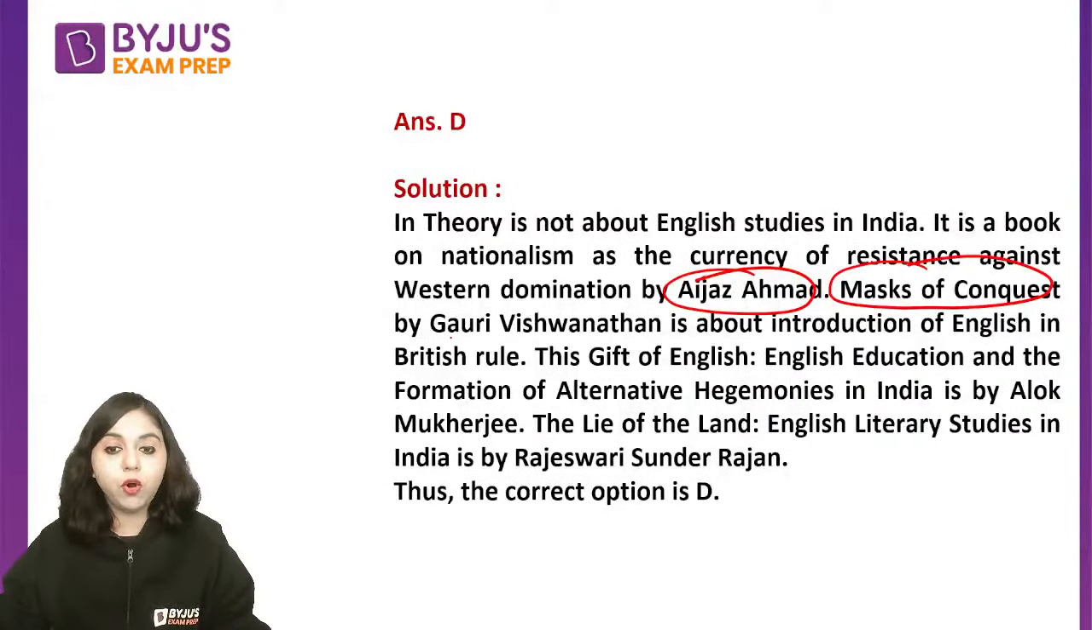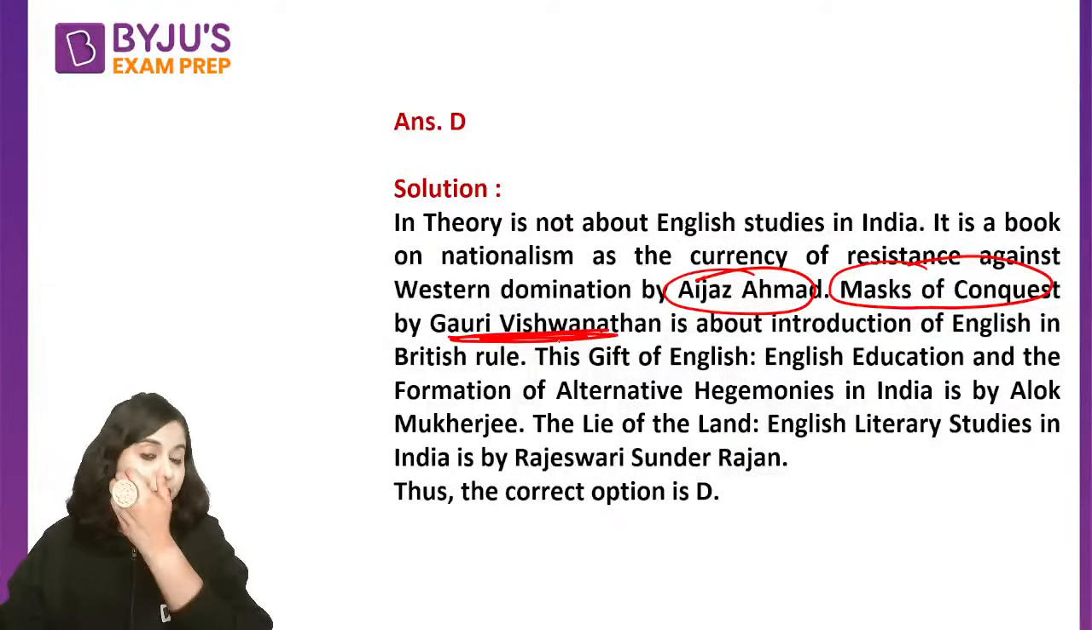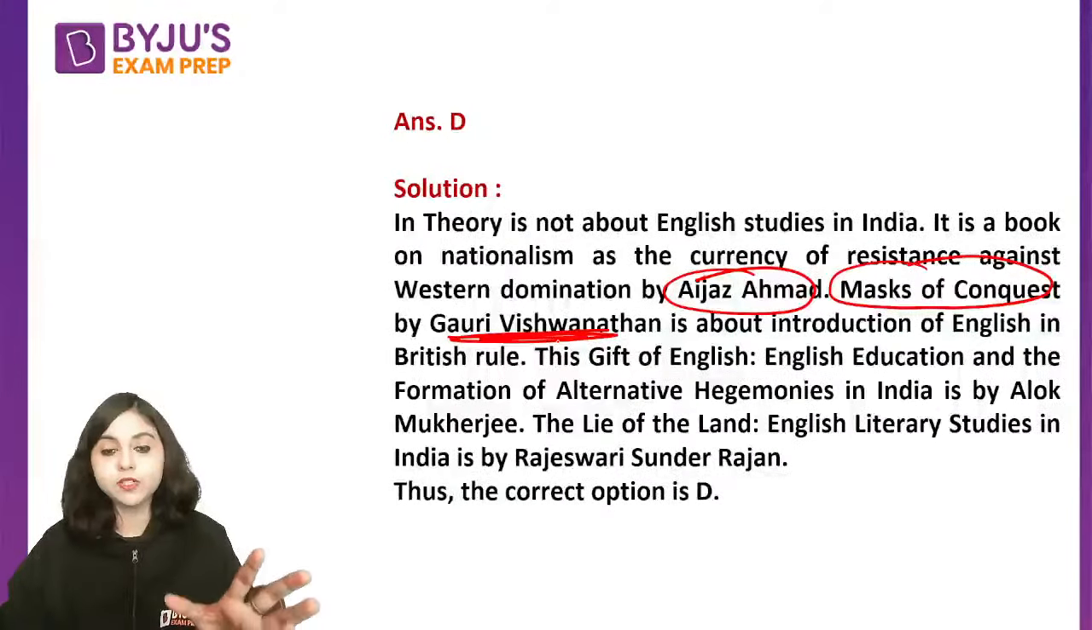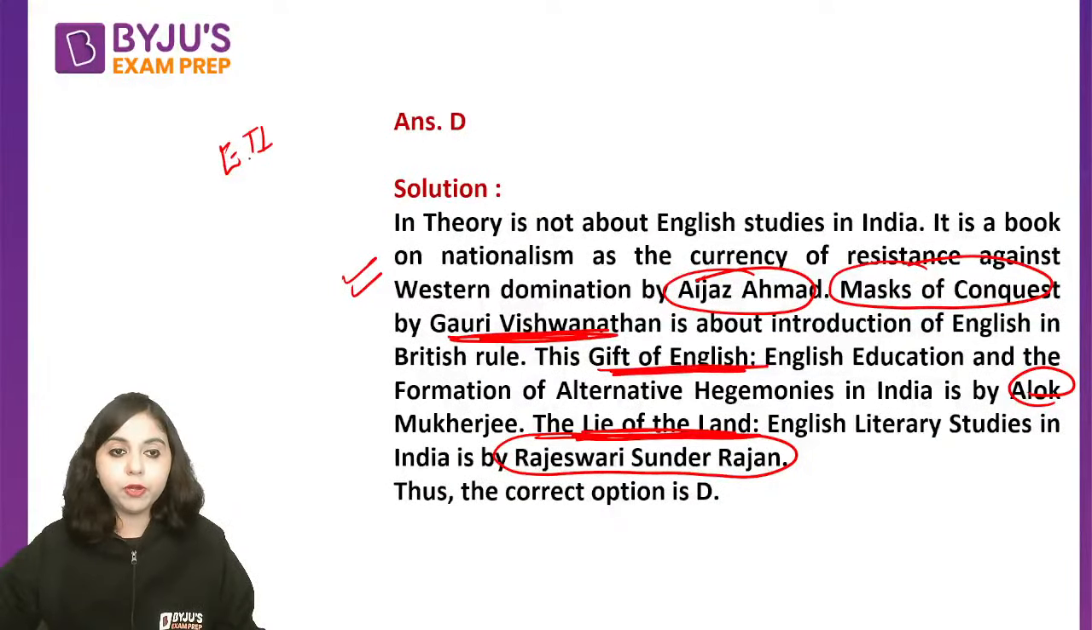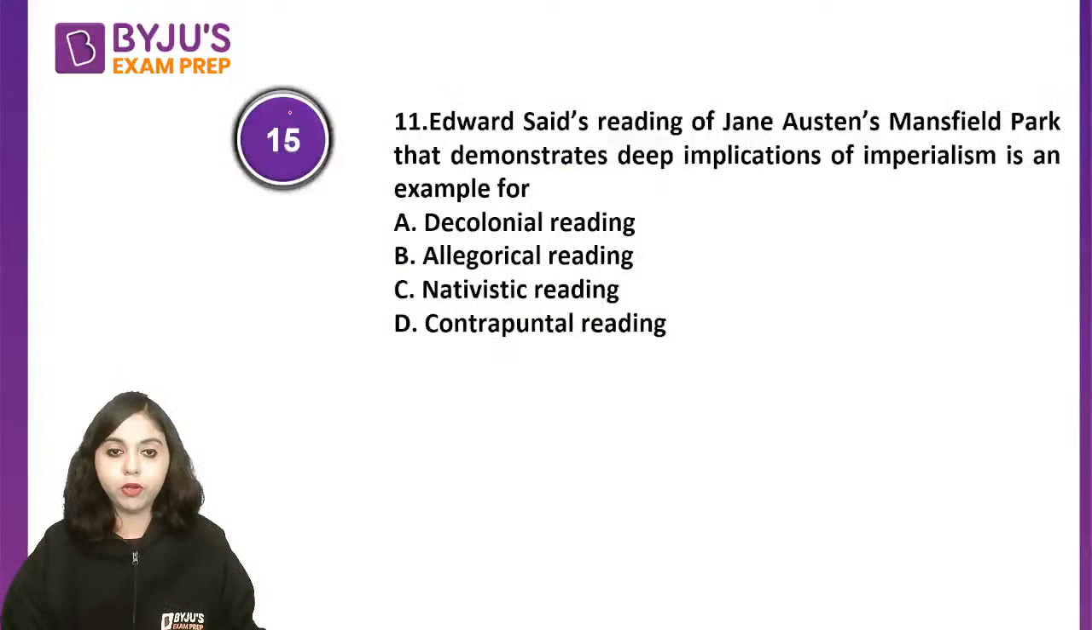Masks of Conquest by Gauri Viswanathan tells you about how English was introduced by the Britishers, and this particular language was introduced purely for the purposes of ruling. That's about it, okay? The Gift of English, English Education and Formative Alternative Hegemonies in India, is by Alok Mukherjee. The Lie of the Land, English Literary Studies in India, is by Rajeswari Sunder Rajan. All of these three works are very important when we are talking about English in India.